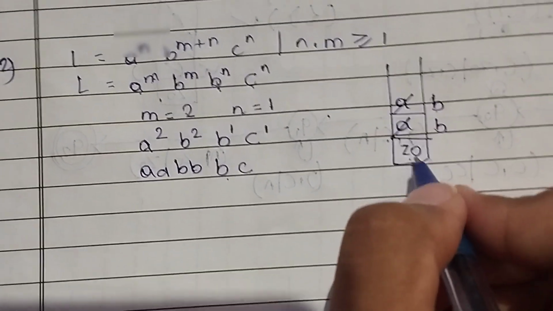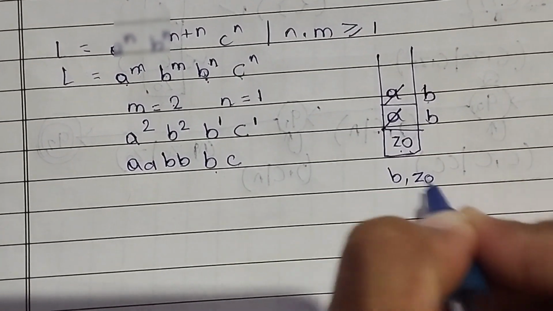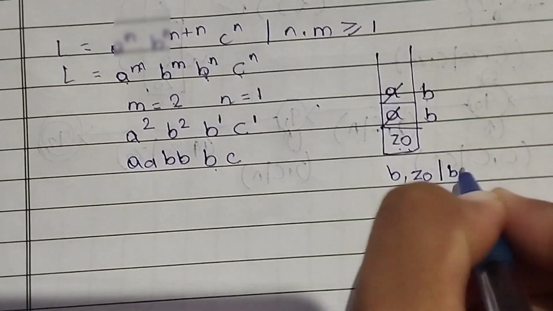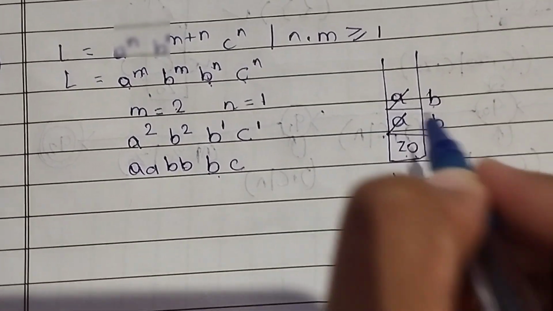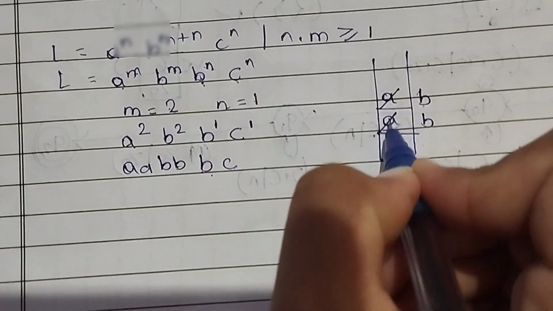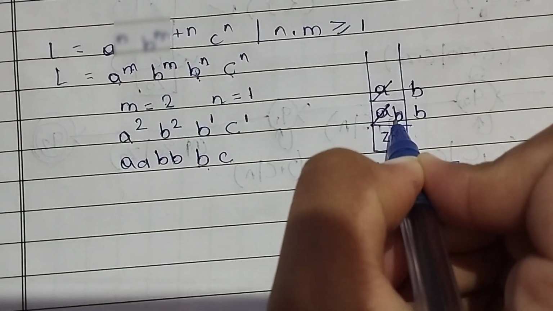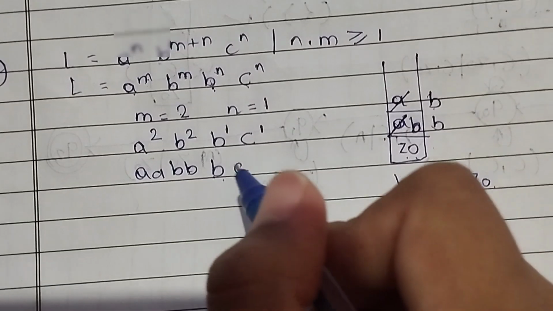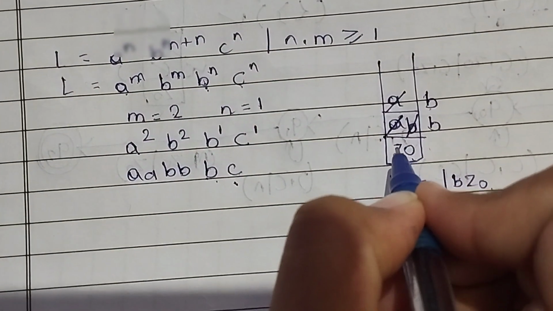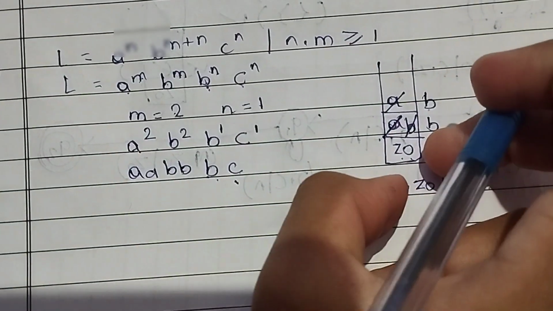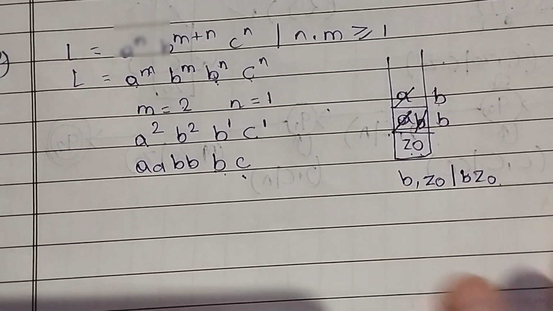So when we see Z0 initially present and we read B, then push this B, B Z0. So for this B we perform this push operation. So here now B is present, this A is popped, and this B we push, and when we read C, that time pop this B, and now again our stack is empty, only Z0 is present, means we are in the final state.